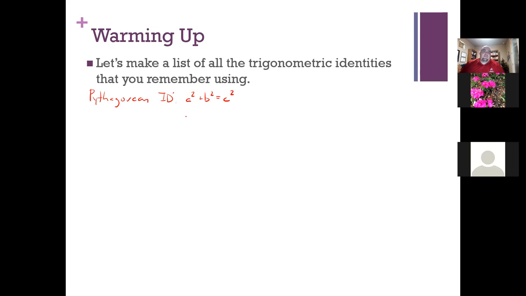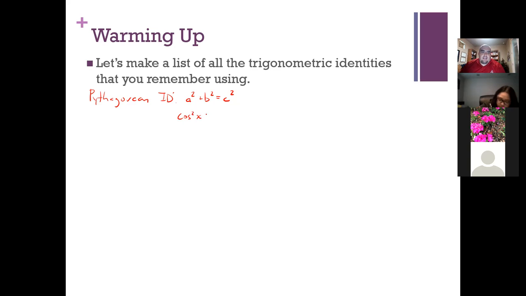Does anybody remember a more specifically trigonometry flavored version of this identity? Sine squared plus cosine squared equals 1. Cosine squared of theta, or I'll just call it x. This identity comes directly from the Pythagorean theorem, so this one's going to be useful. Anything else?